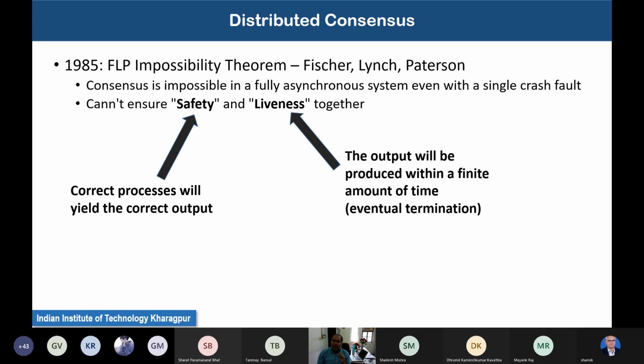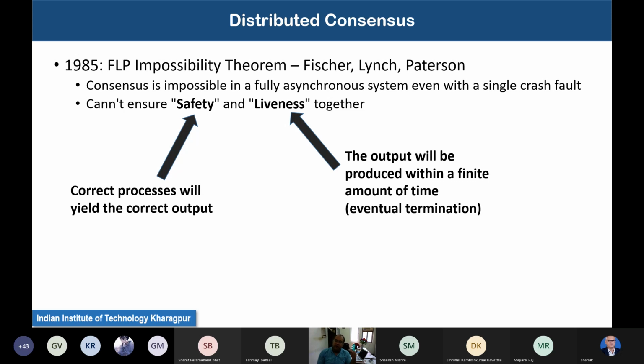And what is meant by liveness? It means that the output will be produced within a finite amount of time. I am not putting any guarantee on whether the output is going to be correct or not. So even if they reach an incorrect output, that output will be produced within a finite amount of time. That basically ensures the eventual termination of the algorithm.